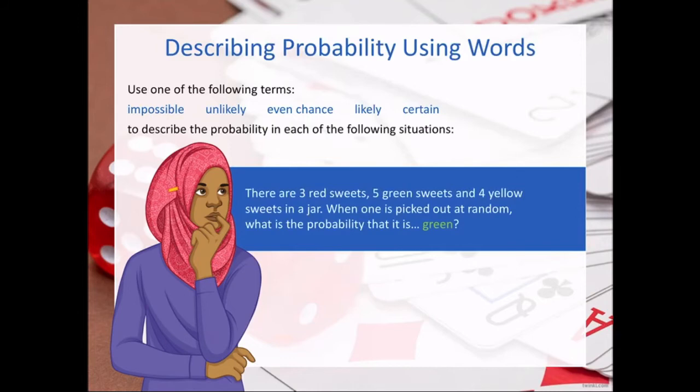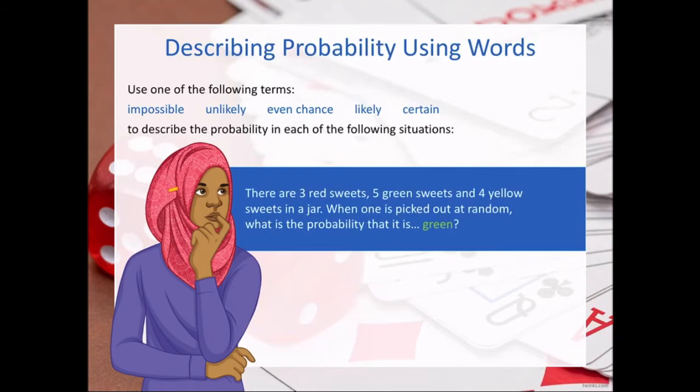There are 3 red sweets, 5 green sweets, and 4 yellow sweets in a jar. When one is picked out at random, what is the probability that it is green? So if you randomly pick one of those sweets out, what's the possibility that it's going to be green? Well, let's have a look.